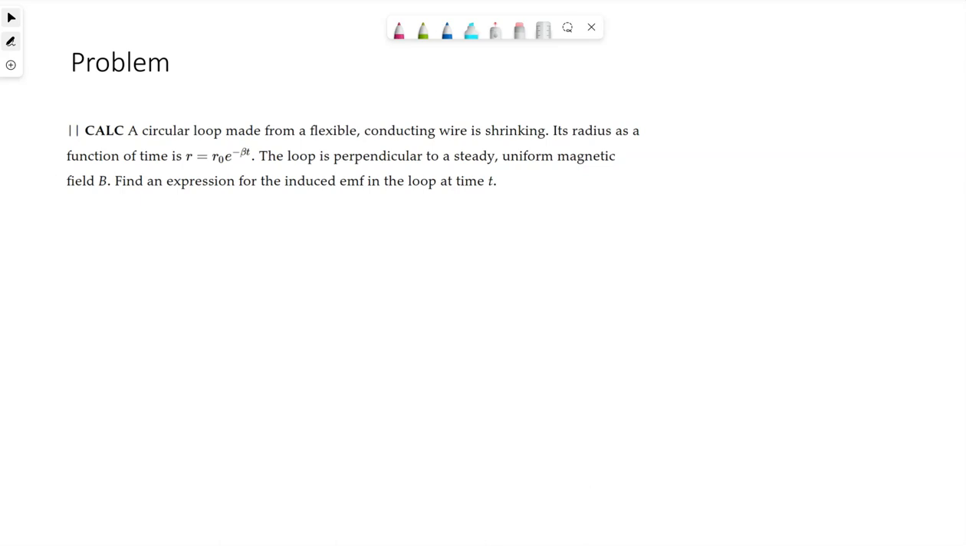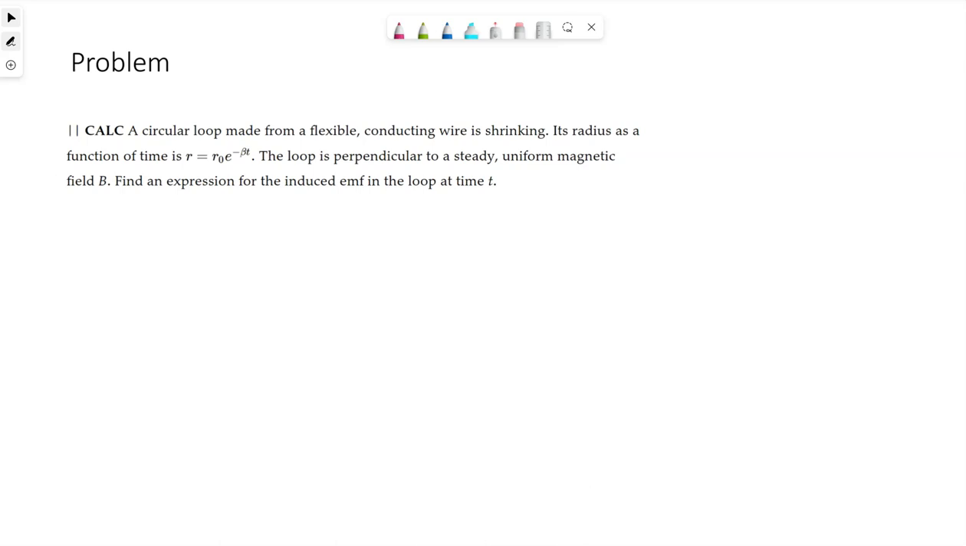We have another example problem here. I pulled this from our textbook. A circular loop made from a flexible conducting wire is shrinking. Its radius as a function of time is r equals r naught e to the negative beta t. The loop is perpendicular to a steady, uniform magnetic field B. Find an expression for the induced EMF in the loop at time t.